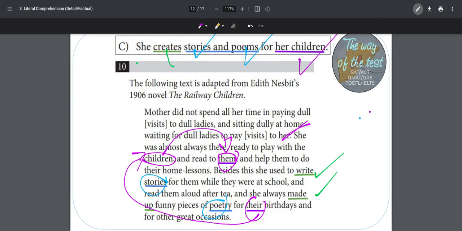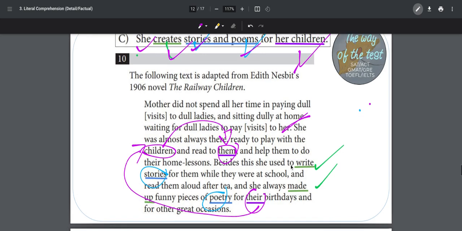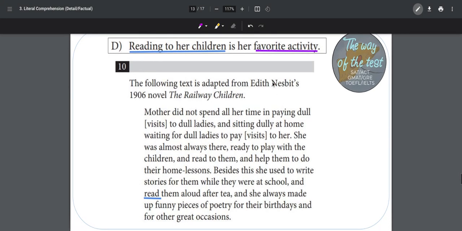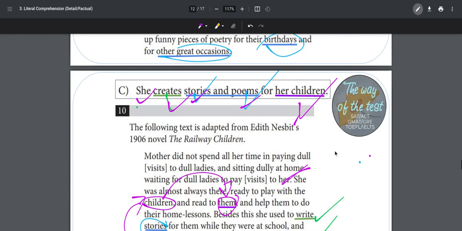Well, we already know that C is my answer because everything checks out. She, because she's the person, creates, the stories, the poem is there, her children is there, everything is there. C is the answer. But we're still going to check letter D, just because. So let's analyze letter D. Reading to her children is here. Oh, what do we have here? Favorite activity. Same thing. We already know that nowhere in the text do they talk about the word favorite. We find the word reading, cool, but we don't find the favorite. So, not my answer. So the answer will be letter C.